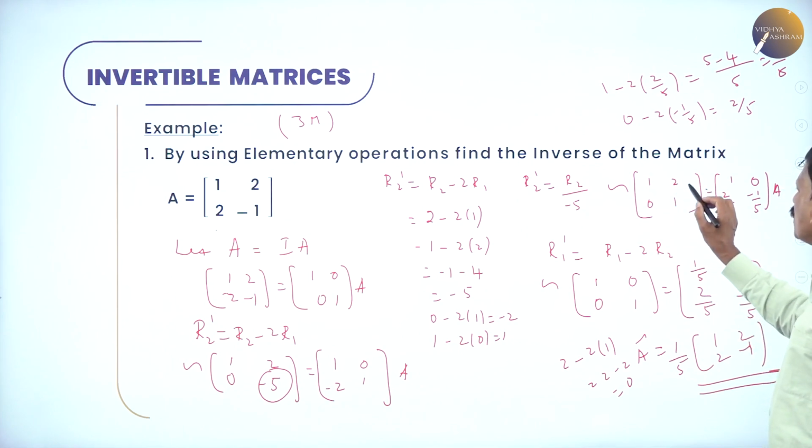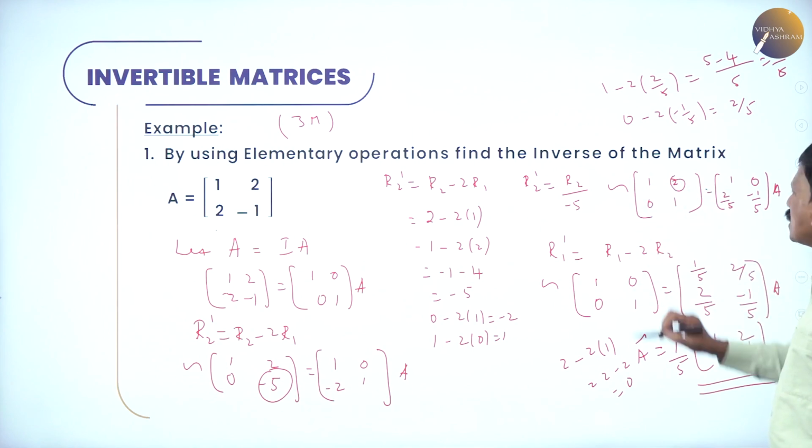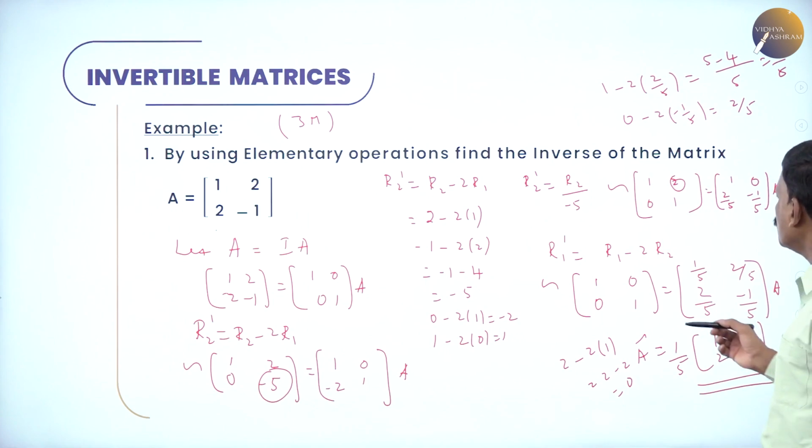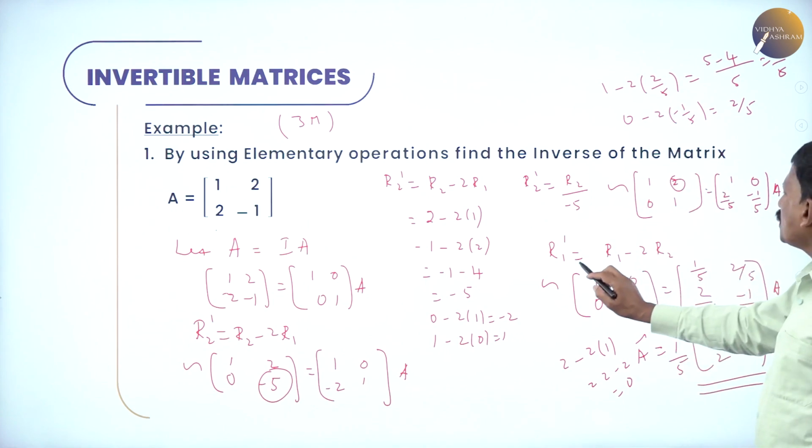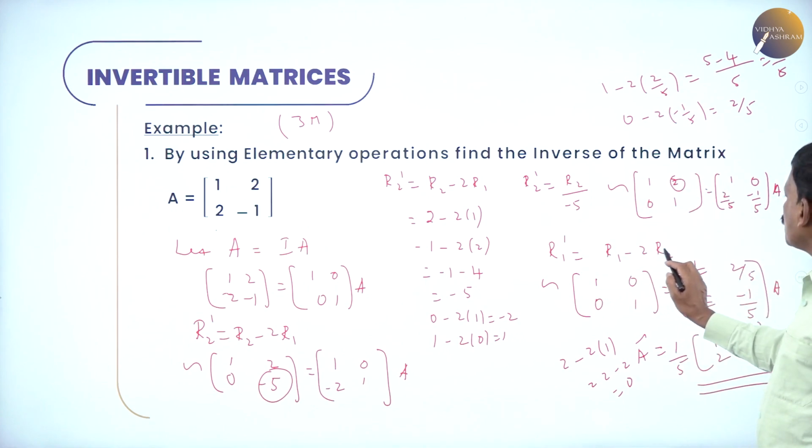1, 0, 0, 1. So already 1 is there, 0 is there, 1 is, so convert this element as 0. For that, what we are going to do, this is the operation: R1 dash is equal to R1 minus 2 into R2.